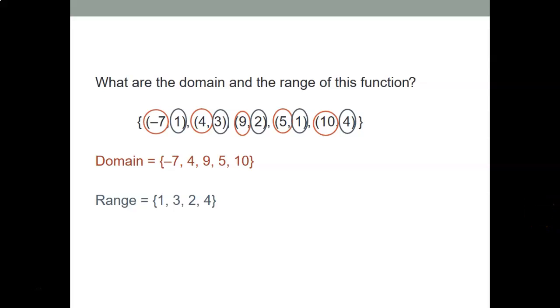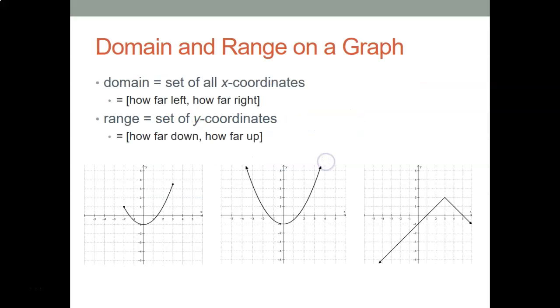We've been talking about functions and their domains and ranges. If you have a function as a set of ordered pairs, the domain is the set of all first coordinates, and the range is the set of all second coordinates. If you think of a function as being made up of points on a graph, the domain is the set of all x coordinates of those points, so how far to the left to how far to the right, and the range is the set of all the y coordinates of those points, so how far down to how far up the points go.